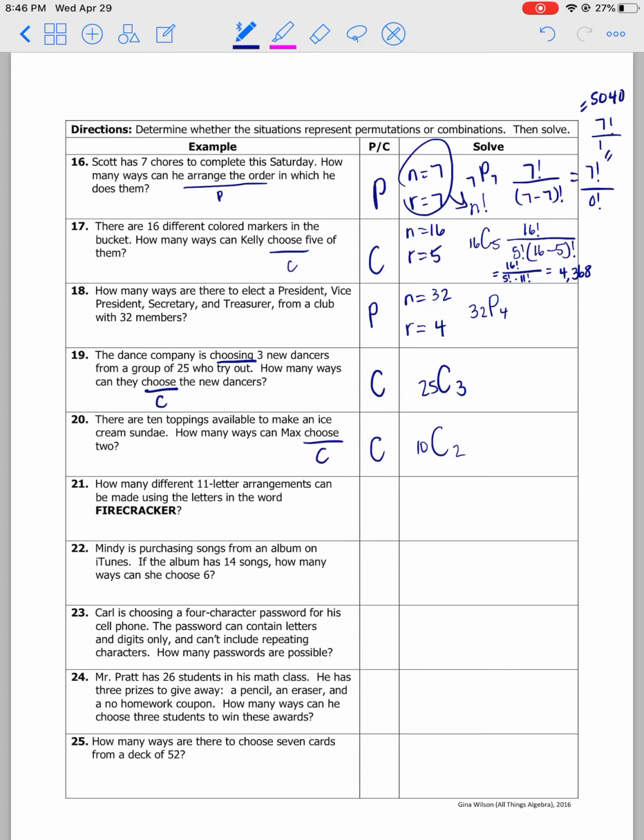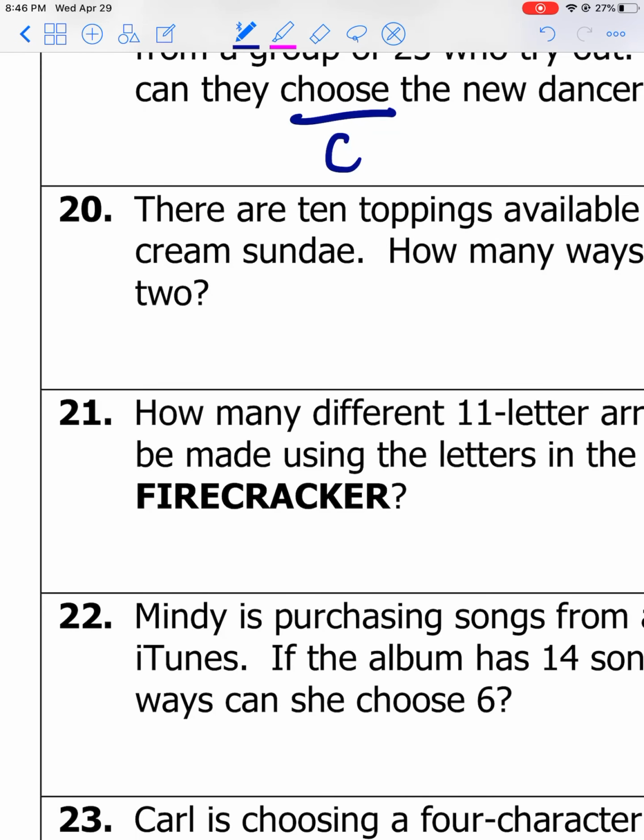How many different 11 letter arrangements can be made using the word firecracker? So anytime we have a question like this, we have to see if it's a repeater or not. So, does F repeat? No. Does I repeat? It does not. Does R? It happens 3 times. E happens twice. C happens twice.